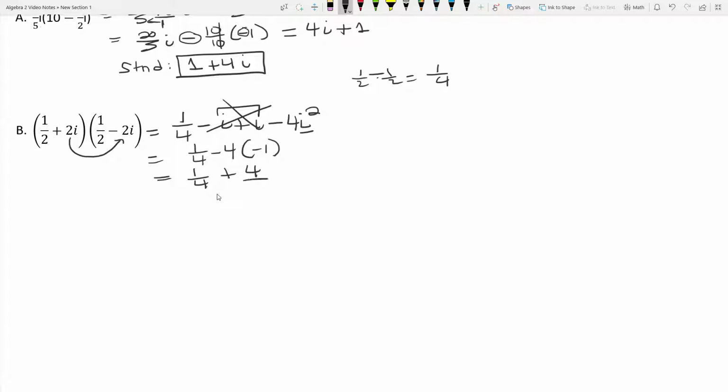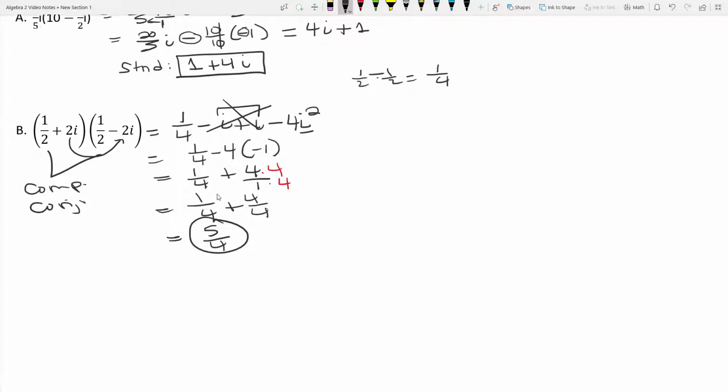Now we got to combine those two numbers and we get our final answer. So we write 4 as 4/1. The common denominator here is 4, so I need to multiply this by 4 because we need to combine these fractions. So we have 1/4 plus 4/4, which is 5/4. Notice that these guys were complex conjugates, which is why we got a real number out of this. This is a real number.